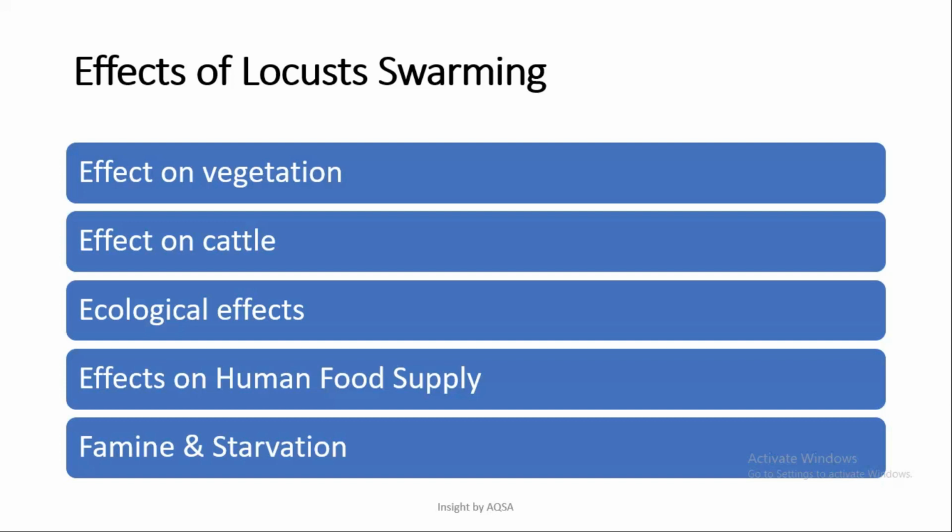These swarms destroy almost every green, young and mature plant in their destination. That may cause a shortage of human and animal food supply. As locust swarms cause potential damage to crops and vegetation, that may cause disturbance of the natural ecosystem. Due to large populations of locusts, swarming can cause major destruction of the human food supply and may cause famine or starvation.